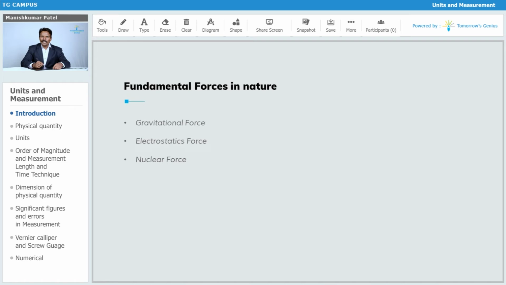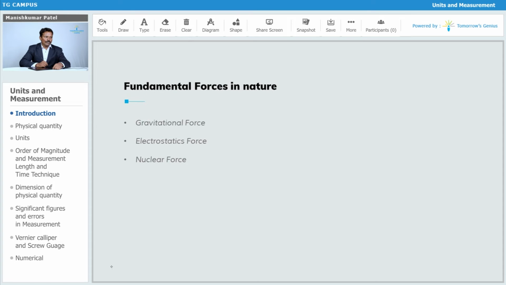Now we have to study what the fundamental forces are which exist in nature. The first one I told you about, that Newton's story. That is nothing but a kind of gravitational force. Whenever you throw an object upward, we know that it is going to move in the downward direction. So what kind of force is there? That force we are going to call a gravitational force. That is the fundamental force which exists in nature.